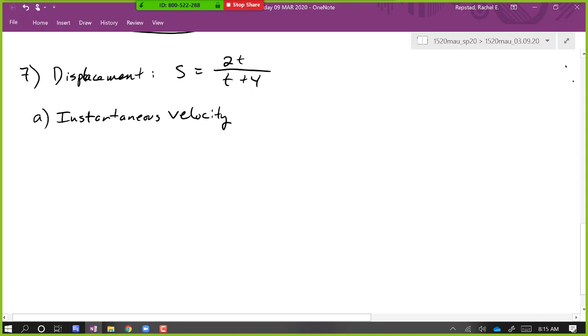So think of it this way. Maybe I'll re-ask this question. Units of displacement, right? S is in meters. And what are the units of velocity? Meters per second. So the velocity is a rate of change of displacement.